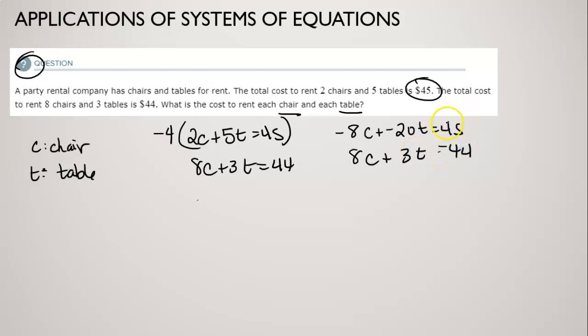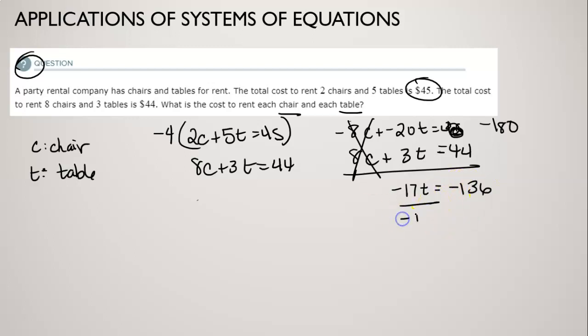Oops, I made a mistake here. I never multiplied the 45 times negative 4, so let me do that now. That should have become negative 180. Now we're going to add because negative 8 and positive 8 cancel out. Negative 20 and 3 make negative 17t, and negative 180 plus 44 become negative 136. We're going to divide both sides by negative 17. The negative 17s cancel out. You do negative 136 divided by negative 17. And so the cost for each table is 8.